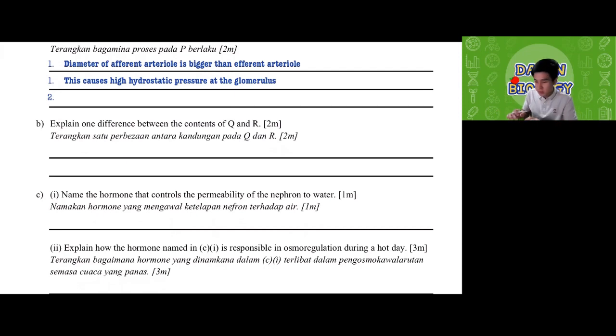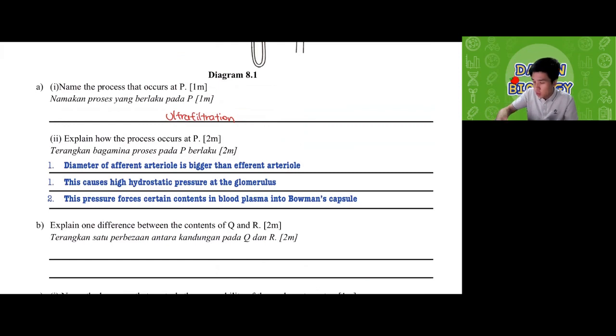Right? Then you can say, this pressure forces, like a pressure squeezing things out, forces certain contents in blood plasma. So like I say, not everything in the blood comes out. That's why I would say certain contents in blood plasma. They force it into the Bowman's capsule, the C-shaped cup. From glomerulus, it goes into the Bowman's capsule.